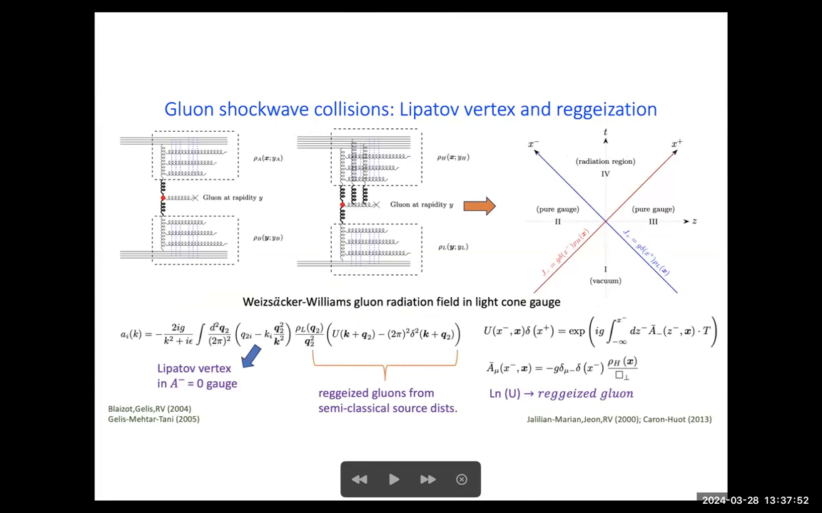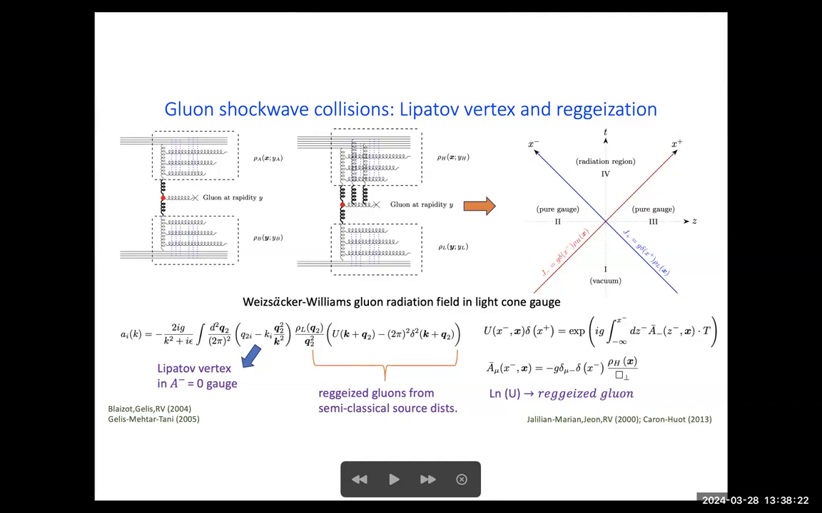So it turns out that you can compute this radiation of gluons, and this is nothing but the Weizsäcker-Williams radiation field in QCD. So people will know about the Weizsäcker-Williams field in QCD, right, which is the field of equivalent photons. You can actually compute that in QCD. And in general, it has a very simple structure, but you see from this classical shockwave calculation that the result is nothing but this Lipatov vertex.